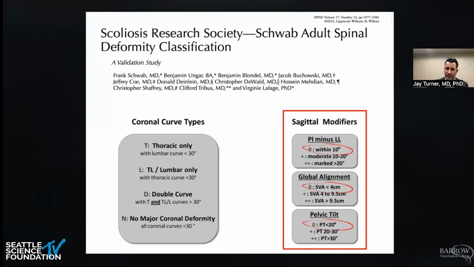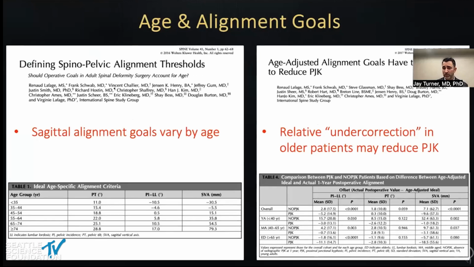So, there have been other variations of this that have been proposed. This is from the ISSG, building on their work, suggesting that maybe older patients shouldn't be hitting those same targets. Maybe we should be undercorrecting them relative to normal. Adults as they age normally degenerate, normally lose lordosis. So maybe we shouldn't be trying to make them look like they're 20 years old. And they've demonstrated that they may have some mechanical advantage by taking that approach, with this paper here on the right.